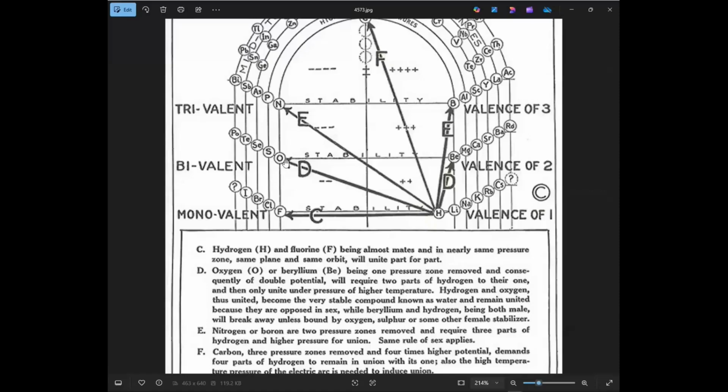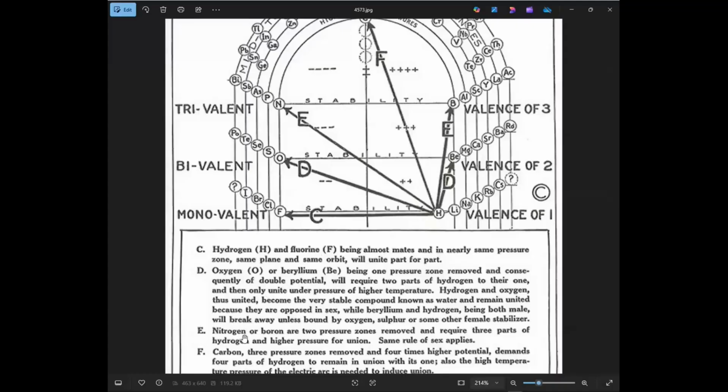So what he's saying here is, if we look at hydrogen and oxygen, since oxygen is one pressure zone up, it has twice as much potential, so one oxygen is going to require 2 parts hydrogen. And so what do we got? We got H2O, right? 2 hydrogens and 1 oxygen, and that's water. And if we have hydrogen matching with nitrogen, I'm sorry, I skipped ahead. We did hydrogen and oxygen, which is D, which is D also. You would still need 2 parts hydrogen to 1 part beryllium.